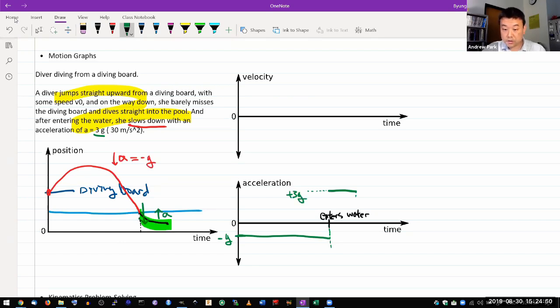So on the acceleration graph, this is where I should stop. And on the acceleration graph, this is more or less a one-to-one faithful representation of what the word description described. And for that reason, when I usually draw a motion graph, it's the acceleration graph that I usually want to start out with. So once you have the acceleration graph, then you have enough information to start drawing the velocity graph.